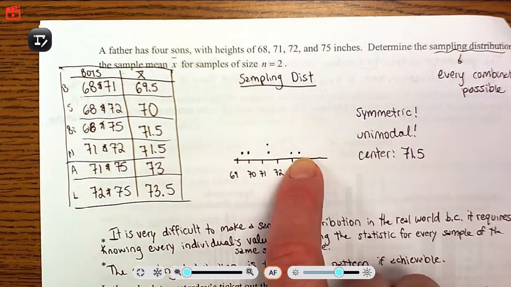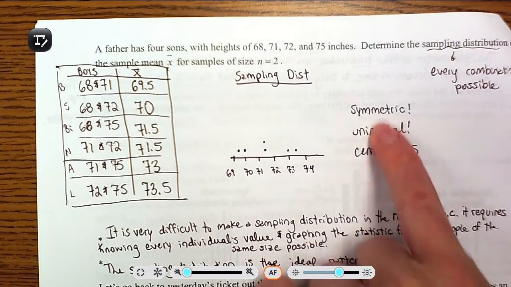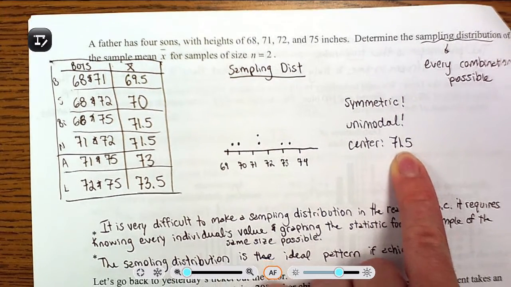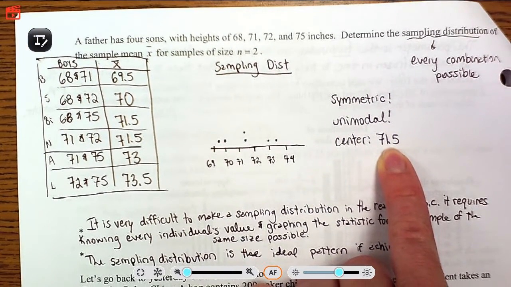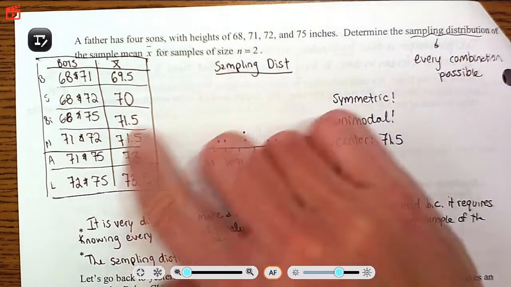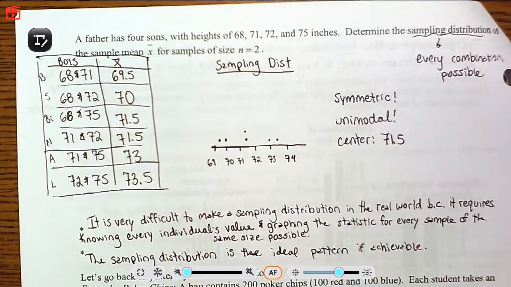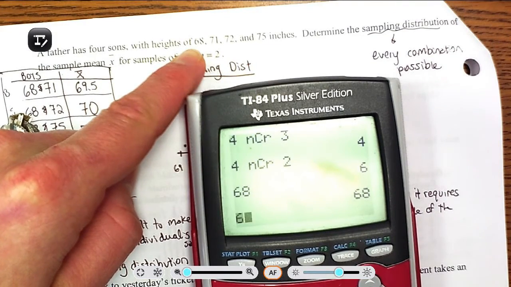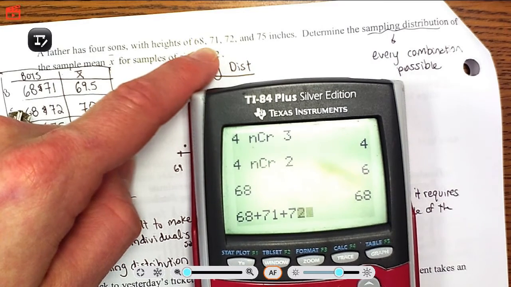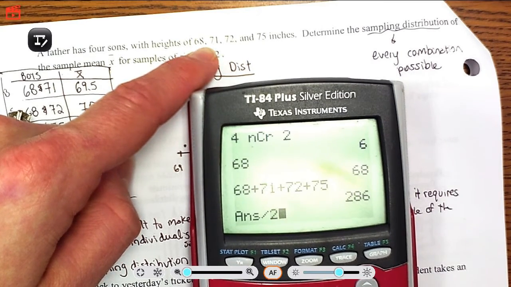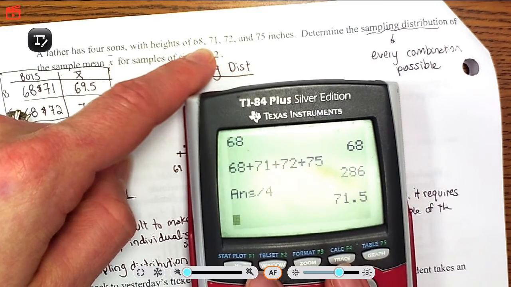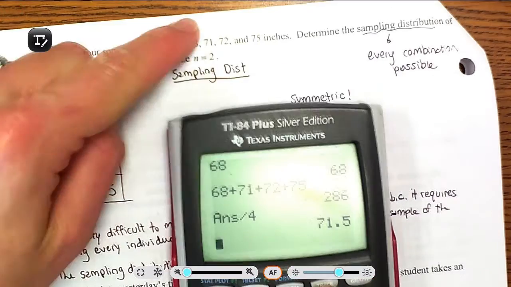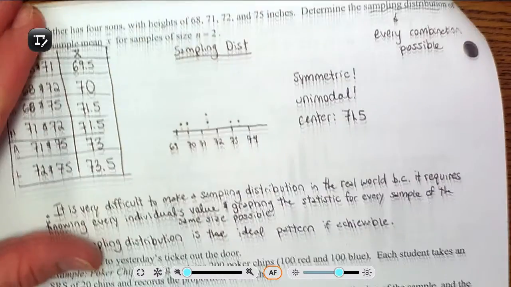And I have this sampling distribution of sample mean. It is symmetric and unimodal and centered at 71.5. So it seems to lead us in this direction of thinking that maybe the overall mean of their 4 heights is 71.5. So let's just add it up. 68 plus 71 plus 72 plus 75 divided by 4 is 71.5. So the mean is centered at the true center of this distribution of heights.